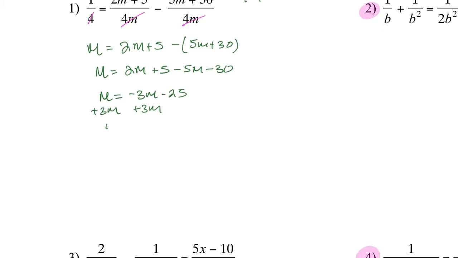Now I'm going to add 3m on both sides, plus 3m. So that means that I got 4m equals negative 25. And now I'm going to divide by 4. So m equals negative 25 over 4.